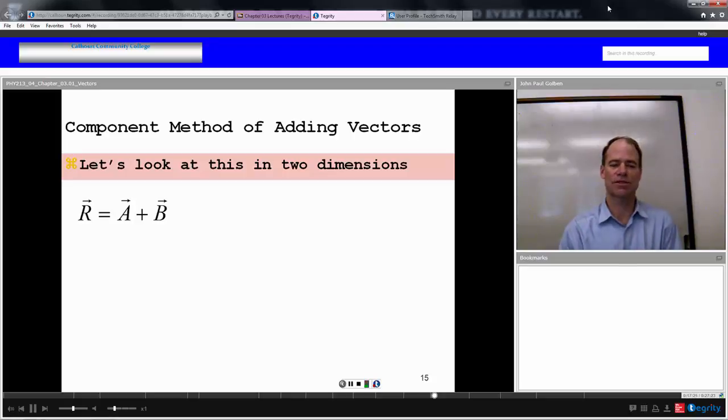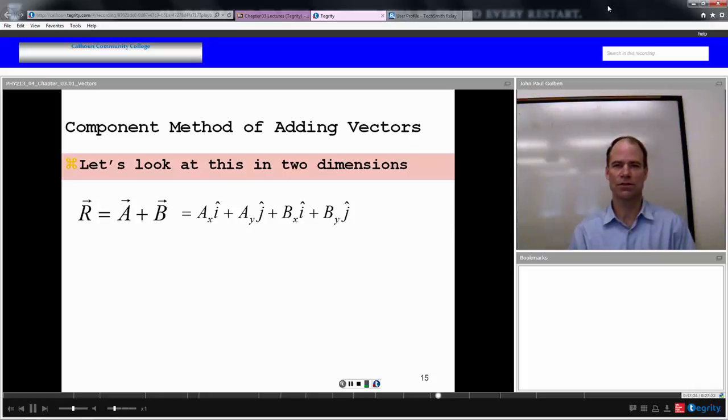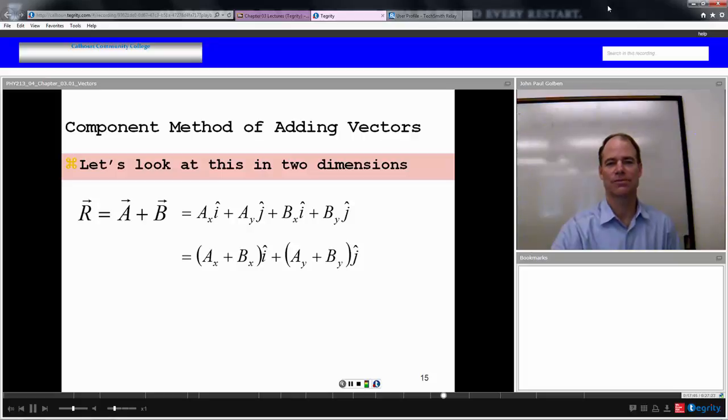I'm going to say my resultant vector is equal to A plus B, and we want to add these together. So we represent A as two component vectors, A sub x i plus A sub y j. I'm going to do the same thing for B: B sub x i plus B sub y j. Add these together. If I do that, at least in the i direction, my components are either positive or negative compared to each other. It's like a number line.